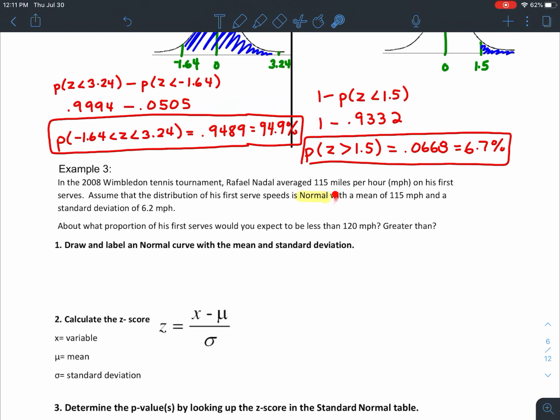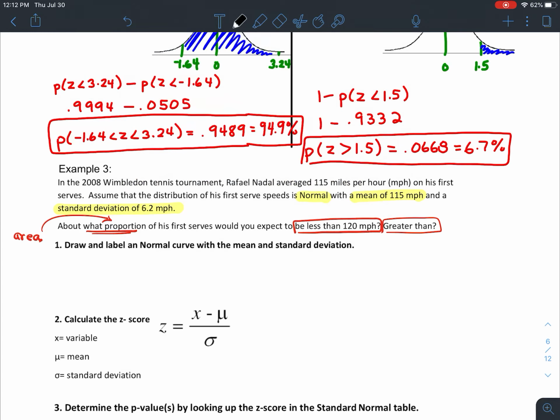Okay, so this is the problem's way of telling us it's okay for you to use that table. It mentions that the average of his first serve speeds was 115 miles per hour, the standard deviation 6.2 miles per hour. The question is about what proportion, which is just another way of asking the area under the curve, of his first serves you would expect to be less than 120 miles per hour and then greater than 120 miles per hour.